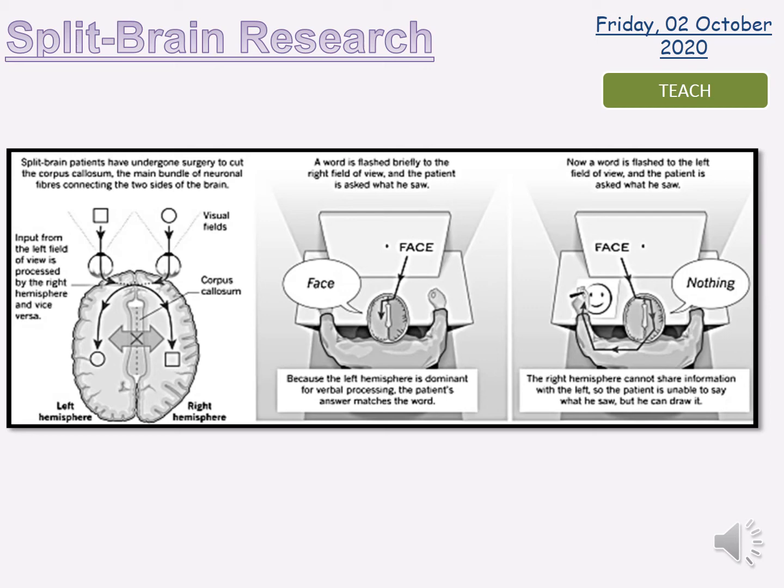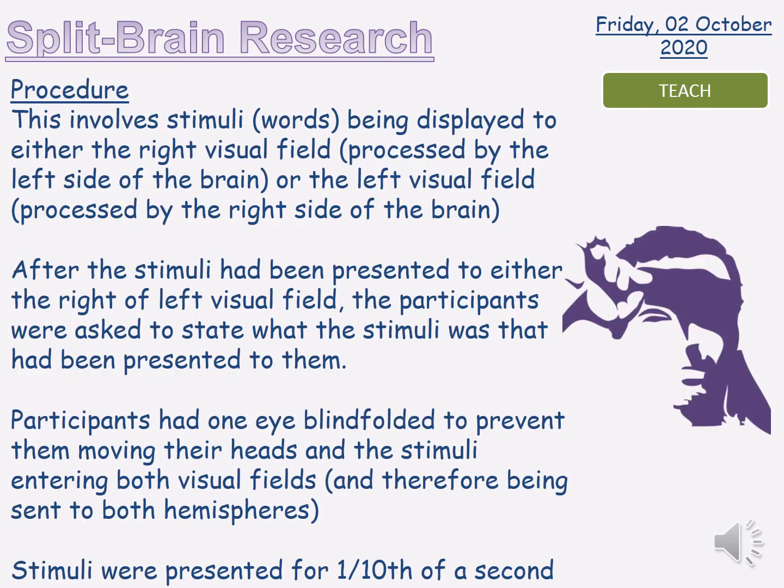Now, if the same word was flashed into the left field of view and that patient was wearing an eye patch or a blindfold, then the right hemisphere would not be able to share information with the left. Therefore, the patient would be unable to say the word. However, the mental processing for drawing it is still available, so they would be able to draw it, which makes us conclude that the verbal side is on the opposite side of the brain, but a side for mental processing must be on the correct side of the brain and able for them to draw it. So they wouldn't be able to say it, but they would be able to draw it.